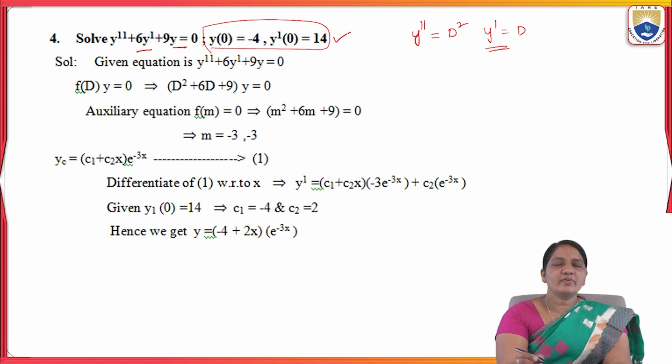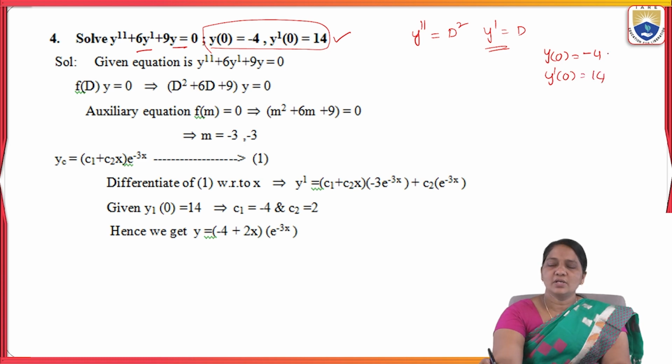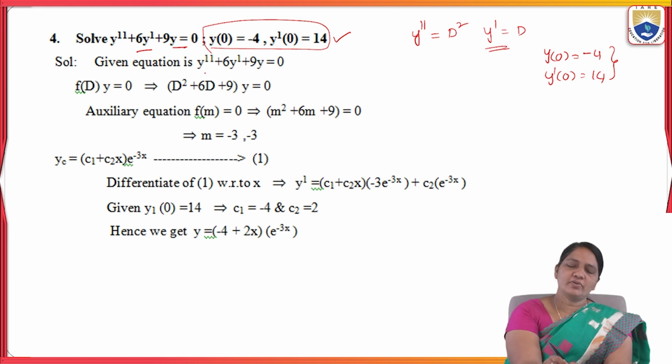And what are the extra values we are having in the question? We are having y of 0 equal to -4 and y dash of 0 equal to 14. These two conditions we are having extra compared to the previous two problems. So how to solve this by using these conditions? What is the use of the conditions? We are going to see here. First write down the given equation. What is the given equation?